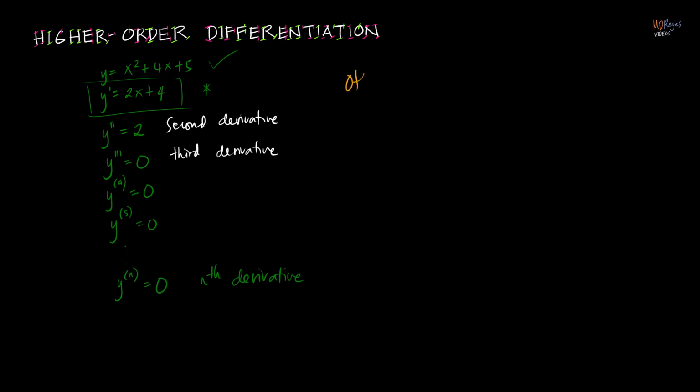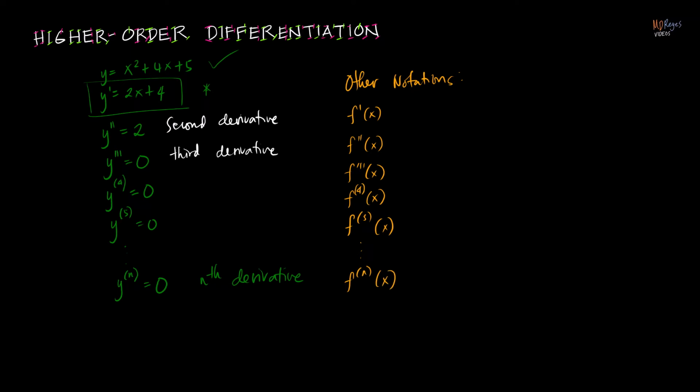Now for other notations, if we are using f prime for the first derivative, so f prime of x. For the second derivative, it's f double prime of x. For the third derivative, it's f triple prime of x. Now for the fourth derivative, we use the number 4 again. So the fourth derivative of f of x, the fifth derivative of f of x, and so on until we reach the nth derivative of f of x. Of course, we can use any other letter aside from f here and any independent variable.